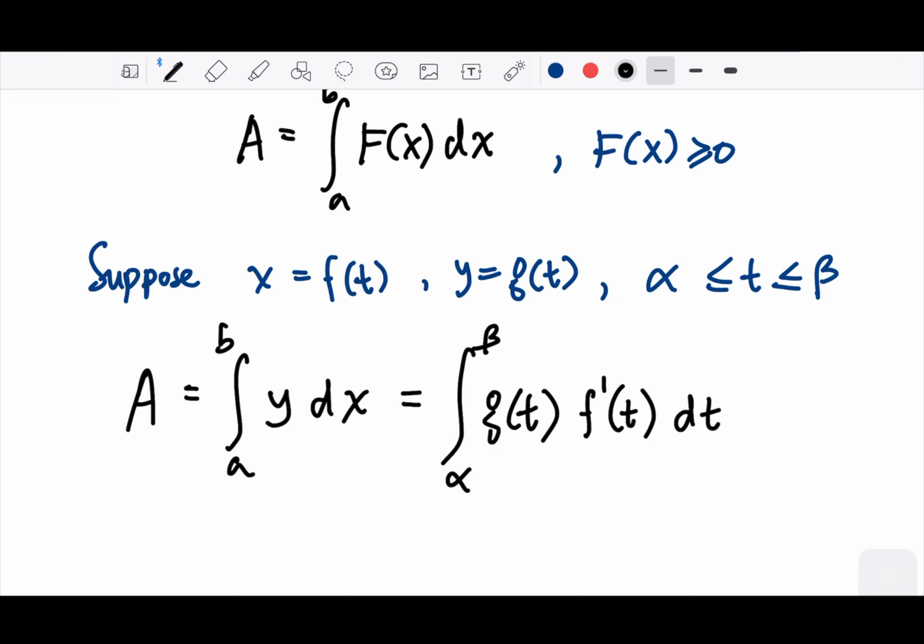This alpha and beta can be like this, or it can be beta alpha. It depends on the situation. But generally, we can write like this.